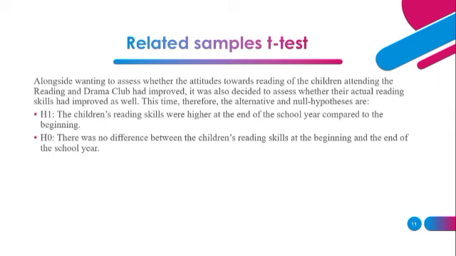Before we run this test, however, we need to be sure that the following two conditions are met. The first, that we are dealing with a scale measure. The second, that the scale measure is normally distributed. To do this, select Analyze, Compare Means, and then select Paired-Samples T Test, and this opens the Paired-Samples T Test.